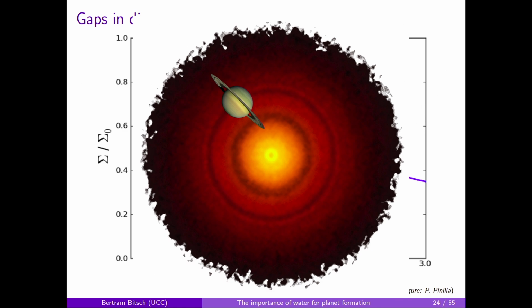Now, of course, this means not all gaps have planets. This just means the planet is one way to actually open these gaps in the protoplanetary disk, because there are other effects that can generate these gaps, like zonal flows caused by magnetic fields or condensation at ice lines. But the planets can, of course, also do it.